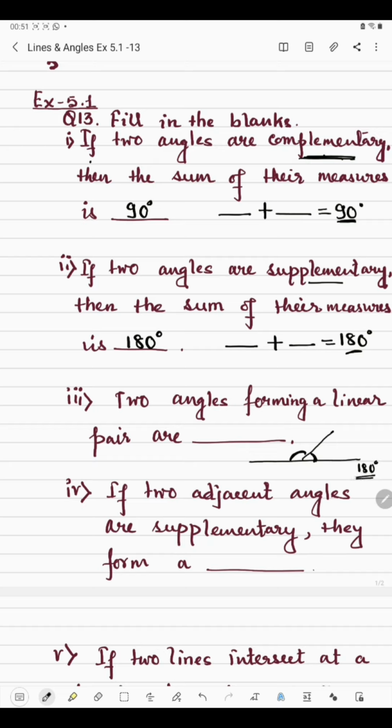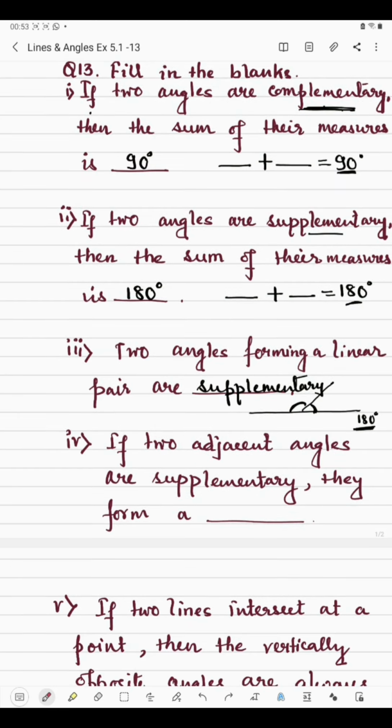Now 180 degree is the sum of supplementary angles, right? So two angles forming a linear pair are supplementary, because the sum of the linear pair is 180 degree. So we'll write supplementary. Two angles forming a linear pair are supplementary. Okay.